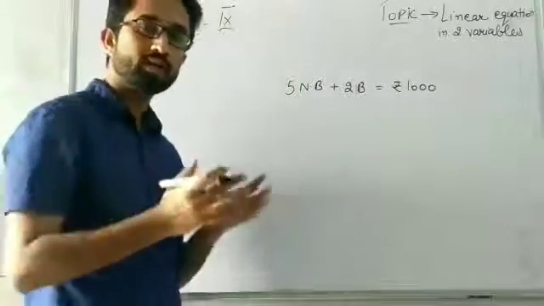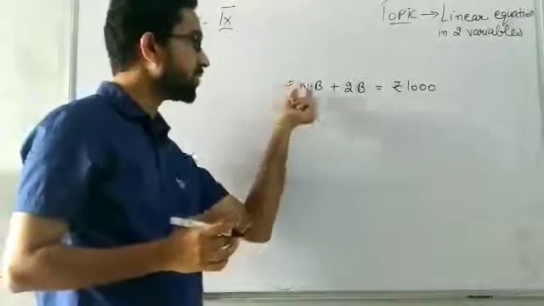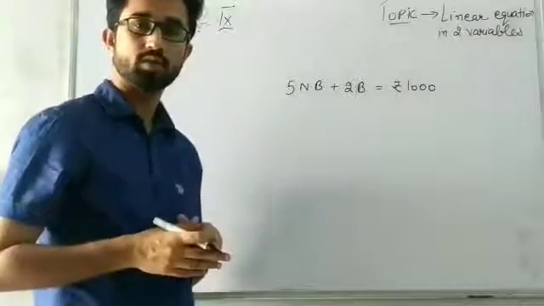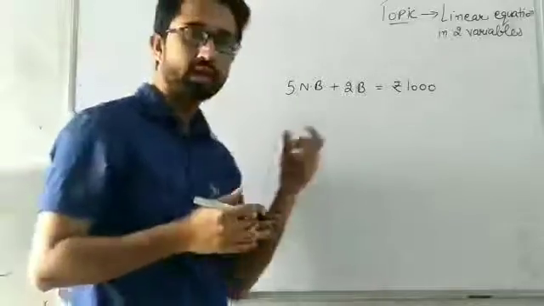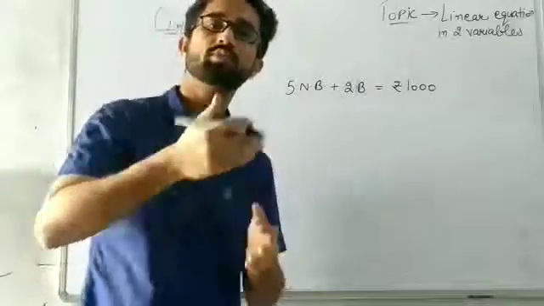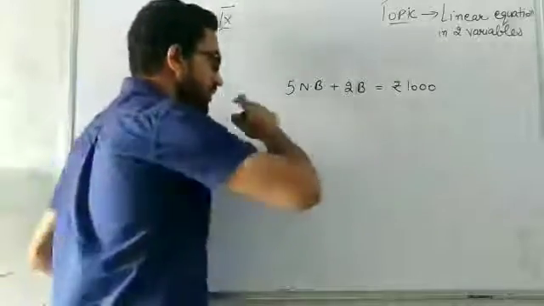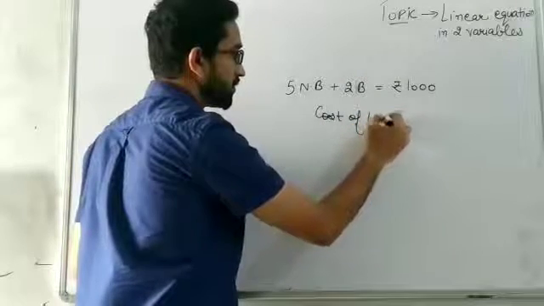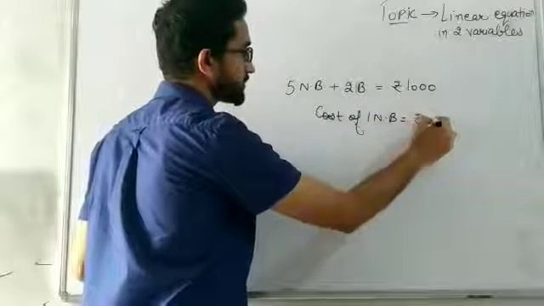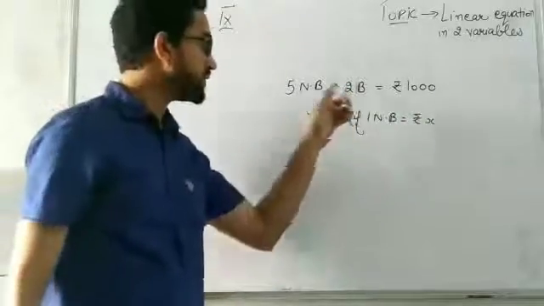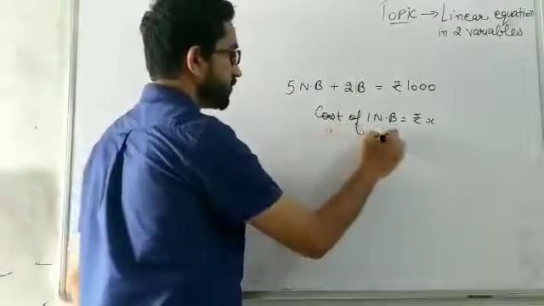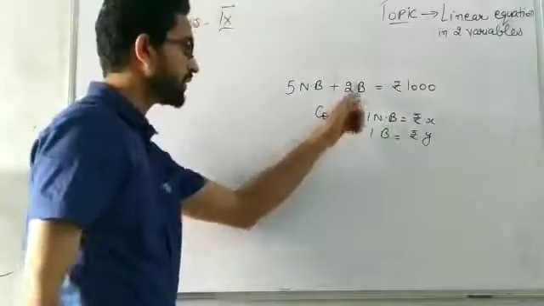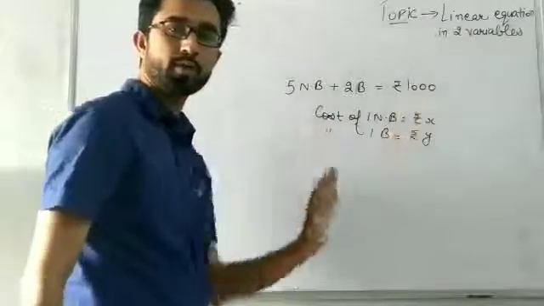So if we want to write it as an equation, we can write it like this: 5 notebooks and 2 books are costing us rupees 1000. Okay. So now let's try to write it in terms of some variables. Suppose I say the cost of one notebook is rupees X. Similarly, the cost of one book is rupees Y. I have taken the cost of notebooks and books separately, X and Y.